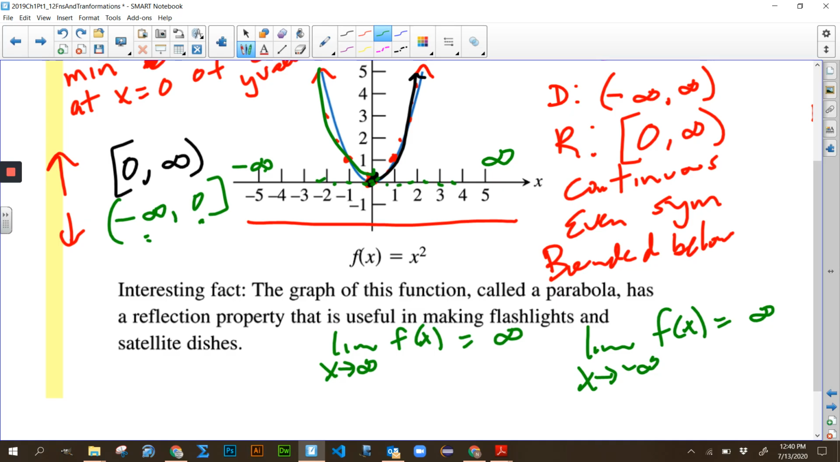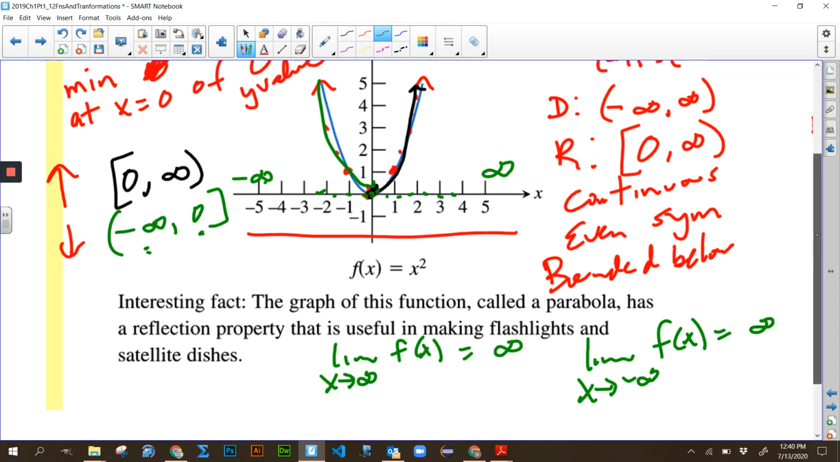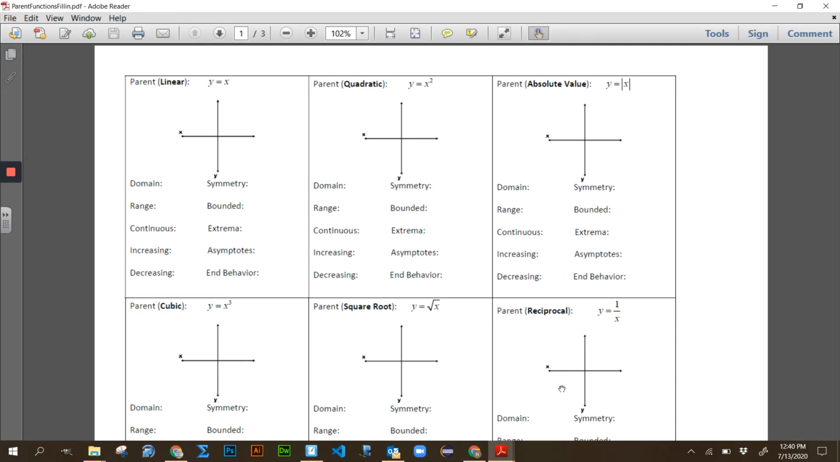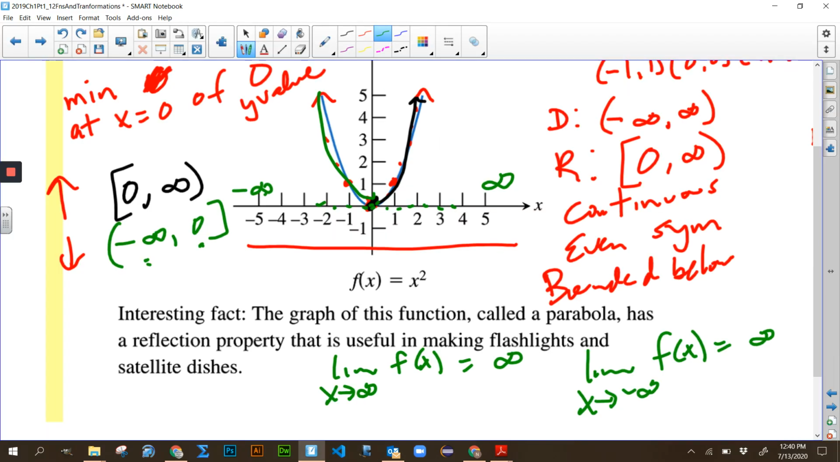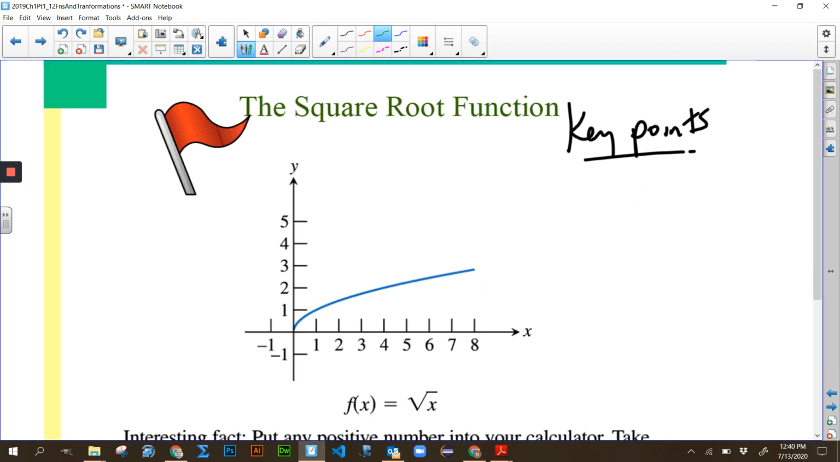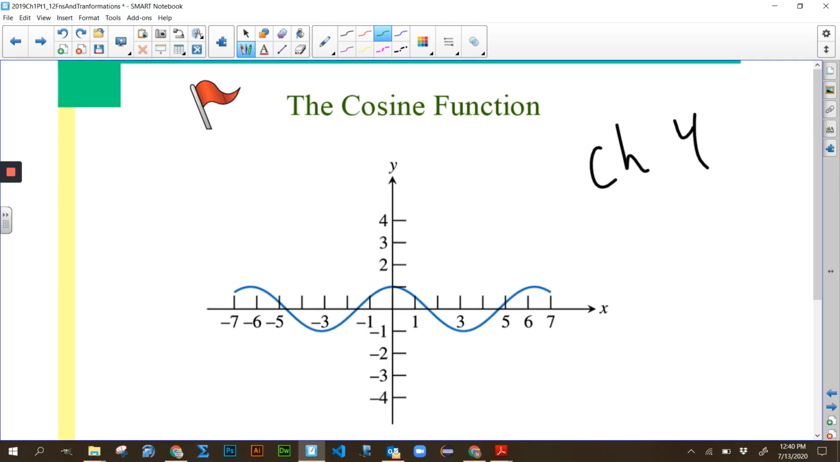Okay. I'm not sure if this is going to go in the same order of what's on your sheet. Let's see what's next on your sheet. The absolute value. We'll go ahead and skip to that one. It's down a little ways. I think I rearranged the orders here.